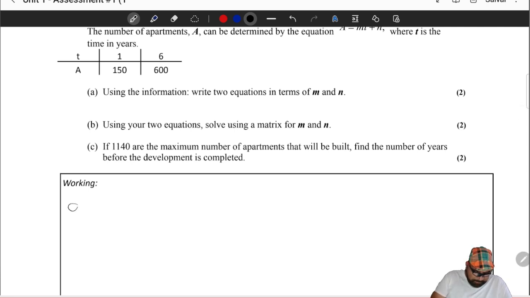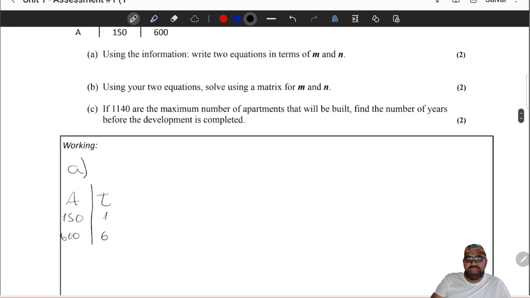A. First, let's understand the table here. I have my table, guys, in horizontal shape. I need to make this table vertical to make it easier. How can I do that? My recommendation is pretty simple. Just rewrite the table. Let's rewrite the table here. A and T. And just write the values here. 150, 600, 1 and 6. Okay, it's the same thing as X and Y. Make sense?